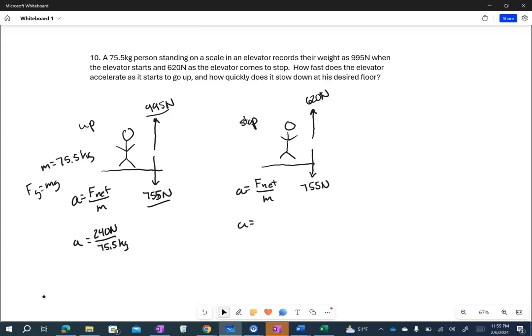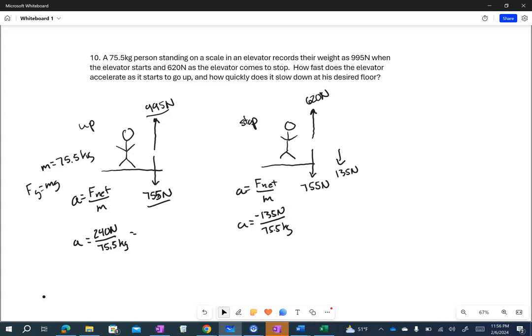When they get up to the top, the F net again is going to be the difference between the two. Now, though, it's mostly downwards, and it's going to be 135 newtons. So we're going to make this a negative 135 newtons over 75.5 kilograms.